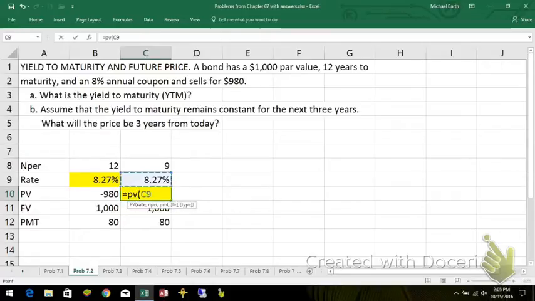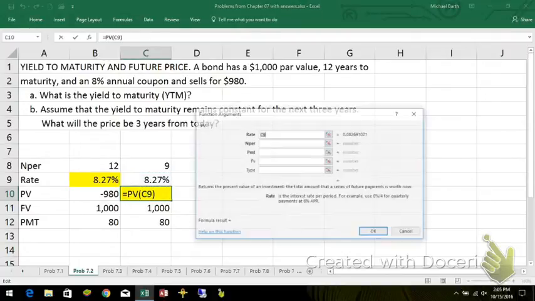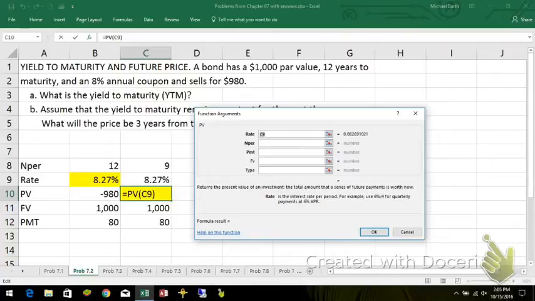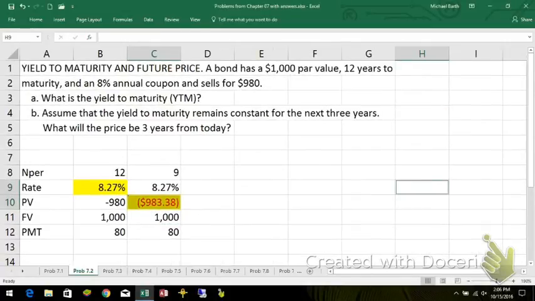The price is going to change. If that's the rate, well, let me pull up the box. Rate. Now instead of 12 years, it's dropped down to 9 years. The payment stays the same, and the par value stays the same. But note that the price has now changed from $980 to $983.38. This is a discount bond. A discount bond, by definition, sells for less than its par value. So if the price is less than $1,000, it's by definition a discount bond.